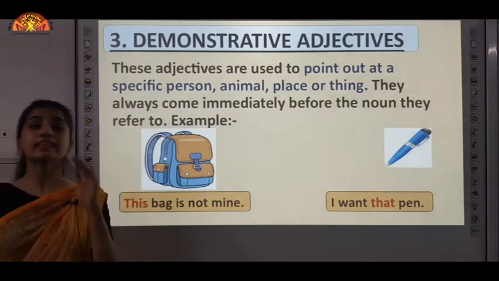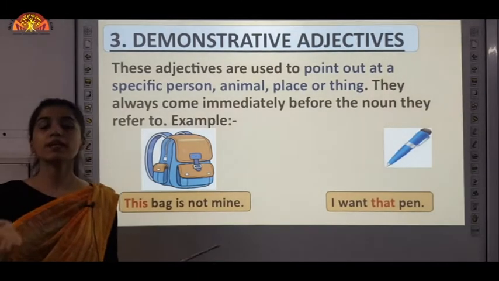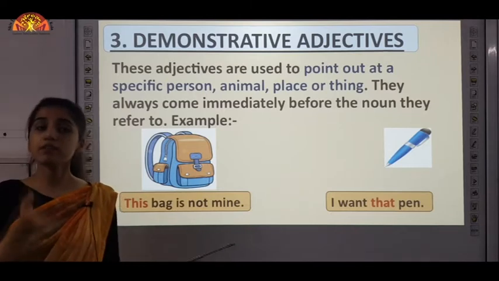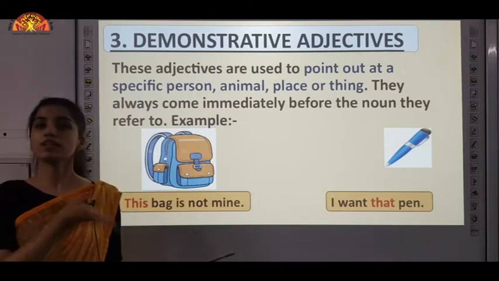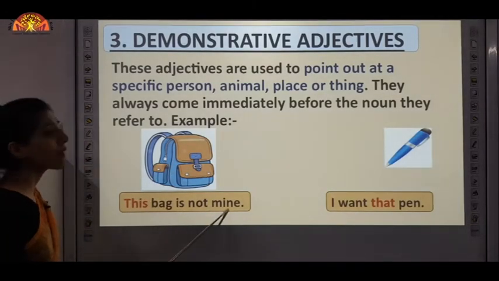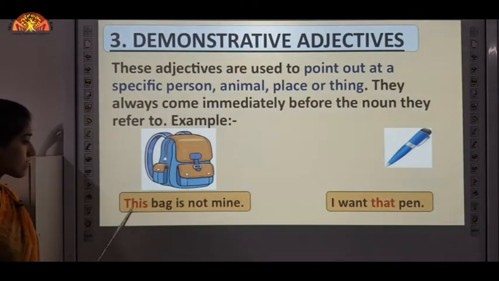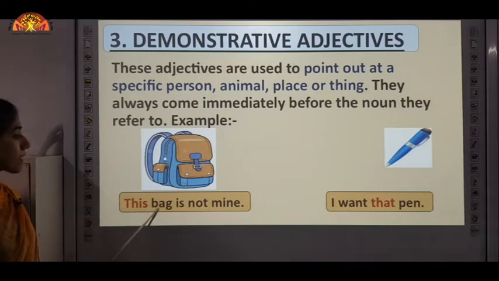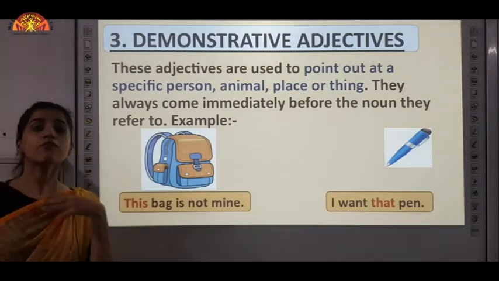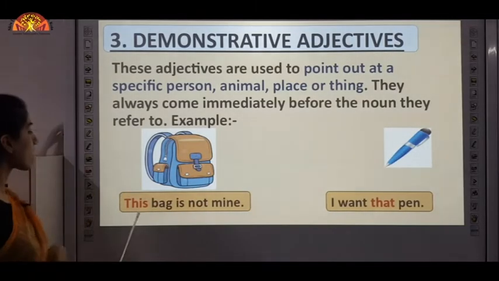And remember one thing, that these types of adjectives will be placed before the noun only. They will always be placed before the noun. As you can see in this example, this bag is not mine. The bag is a noun and the adjective, that is this, is coming before the bag, that is the noun. So this is indicating a specific bag which is not mine. This shows that we are pointing out something.